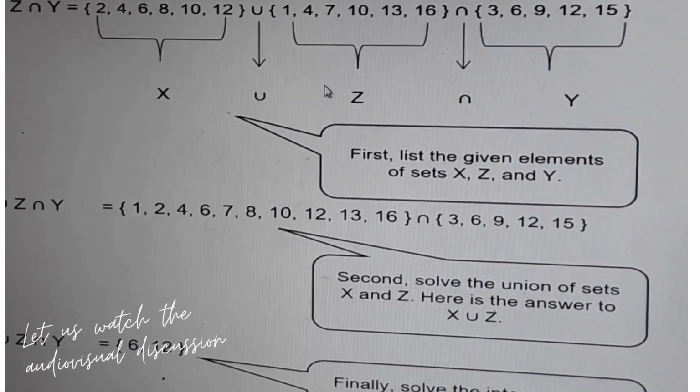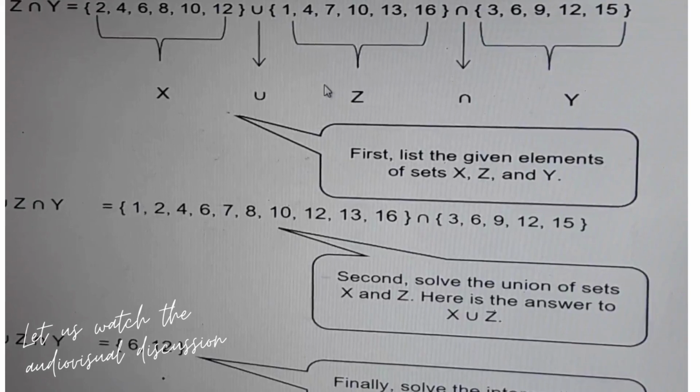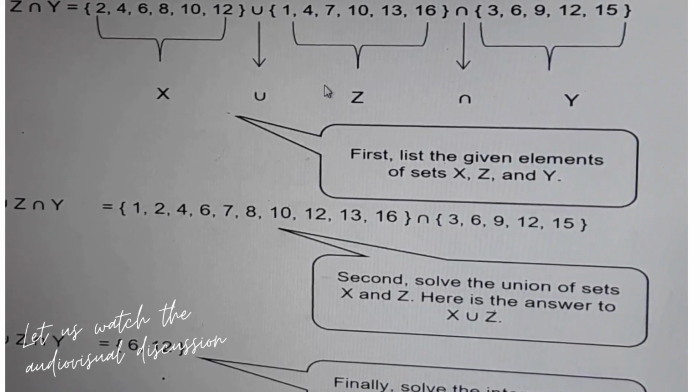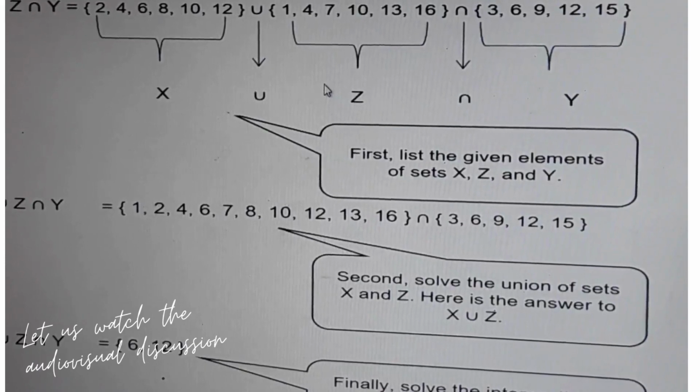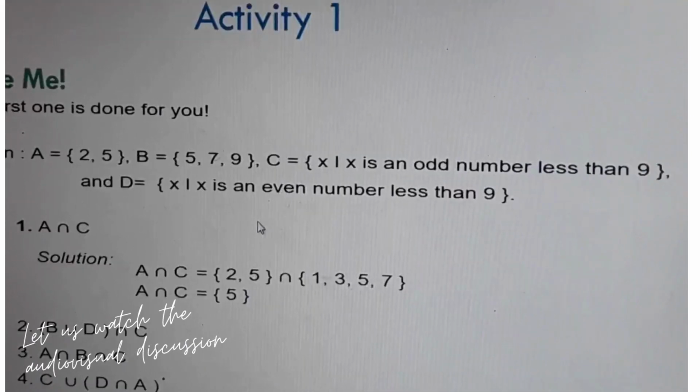So we can start from left to right. Simplification. Now, finding the common between the union of X and Z compared to Y, the common elements are 6 and 12. So that would be the final answer.